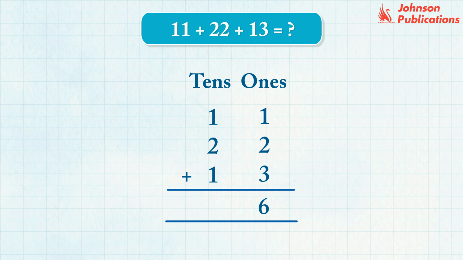Step 2. Add the tens. 1 ten plus 2 tens plus 1 ten is equal to 4 tens. Write 4 in the tens place. Thus, 11 plus 22 plus 13 is equal to 46.